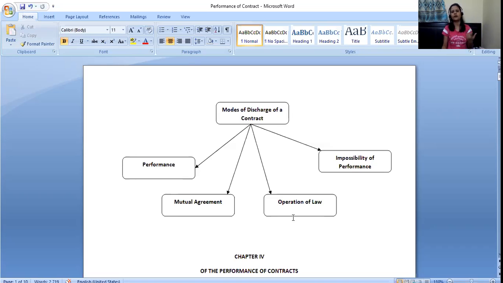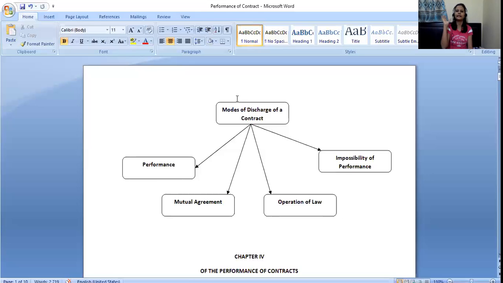Or it may be because of impossibility of performance. When the contract itself is not possible to be performed, then also we can say that it has been discharged, right? That the parties are no more in a position to perform their obligations. So accordingly, we would say that this contract is being discharged. So this is in general, okay?